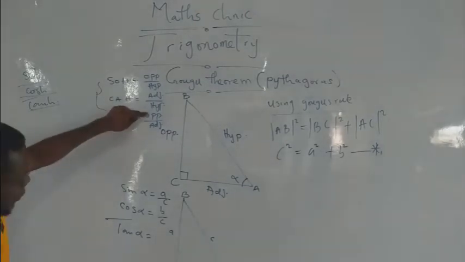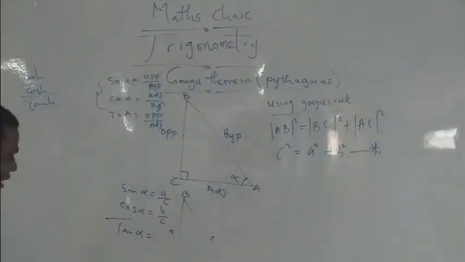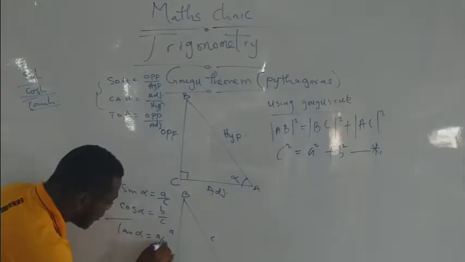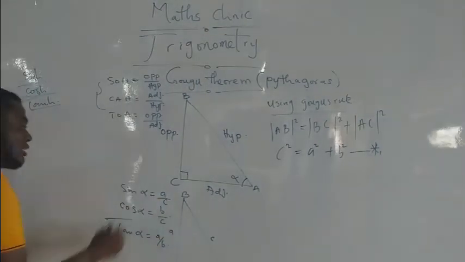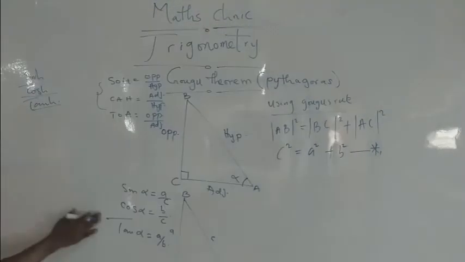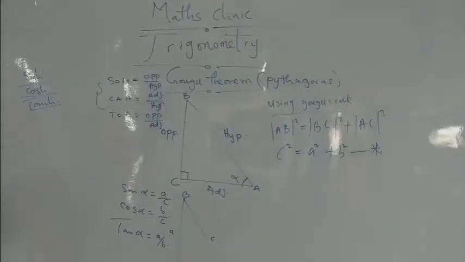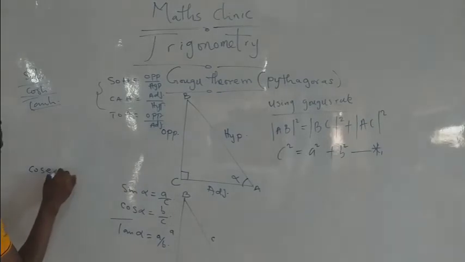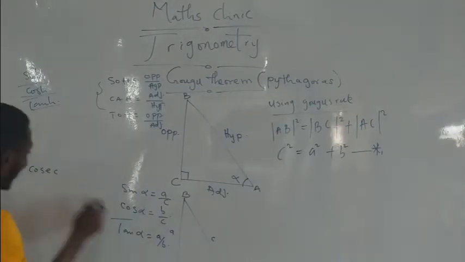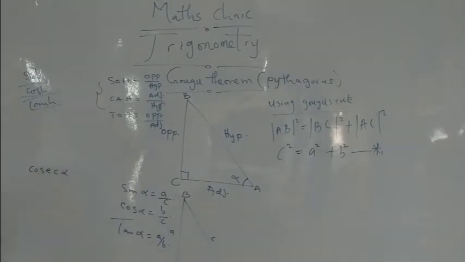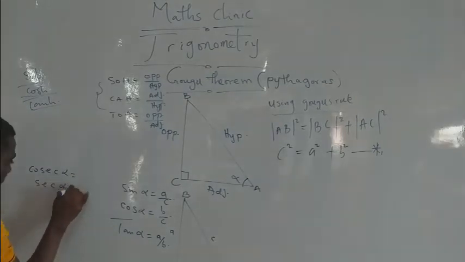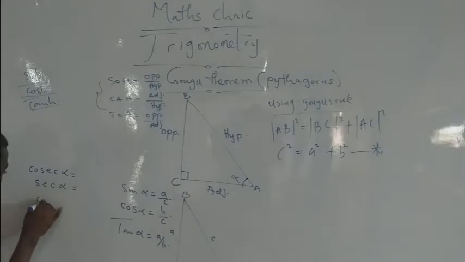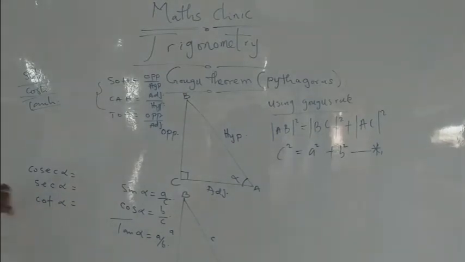That is opposite over adjacent, that is A over B. Now we also have another set of trig ratios: cosec alpha, sec alpha, and cot alpha.